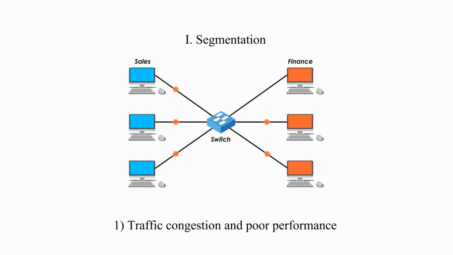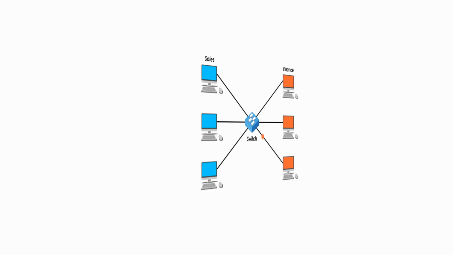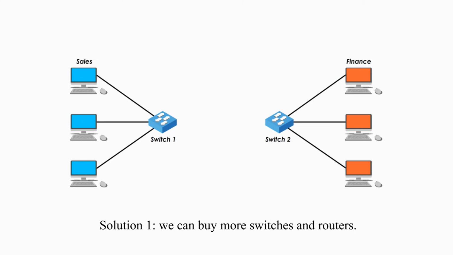1. Traffic congestion and poor performance if there are too many users in one broadcast domain. 2. Security concerns because of different departments sharing the same network. To address these two problems, here are three possible solutions. Solution 1. We can buy more switches and routers.